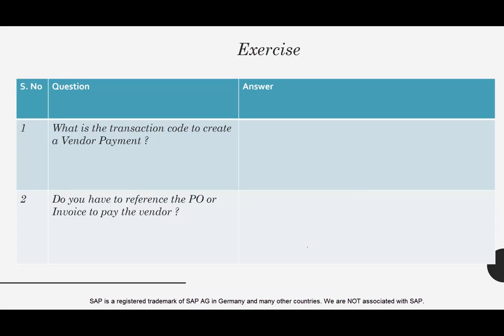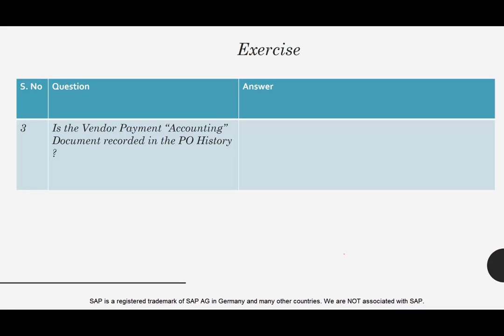All right, so let's do an exercise now. So what is the transaction code to create a vendor payment? So these exercises are related to payments. And the second question is, do you have a reference to the PO or invoice to pay the vendor? Third question is, is the vendor payment accounting document recorded in PO history?